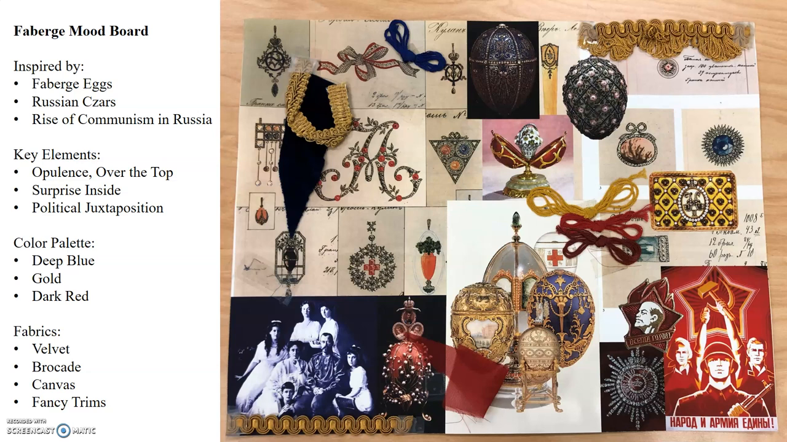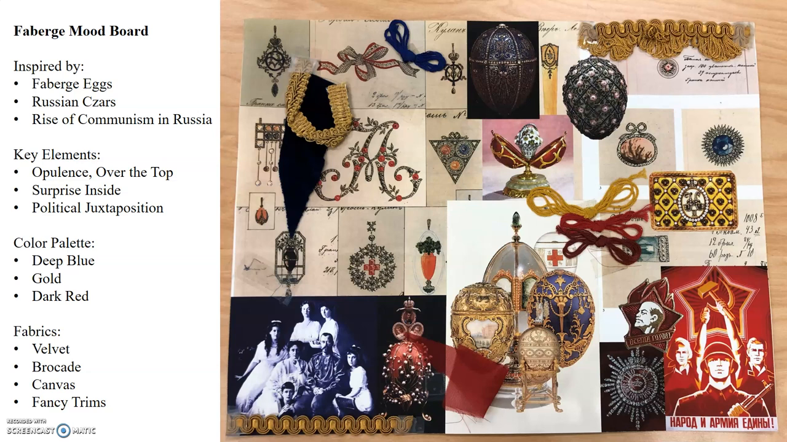I sort of just fell down this rabbit hole when I started looking at Fabergé eggs that I was so influenced by. And it gave me these key elements of being really opulent, over the top. The Fabergé eggs had this surprise inside. And then there was obviously all this political juxtaposition going on. You have these extravagant czars, the royal family of Russia, being overthrown by the working class man who's tired of having the royalty push him around, basically.